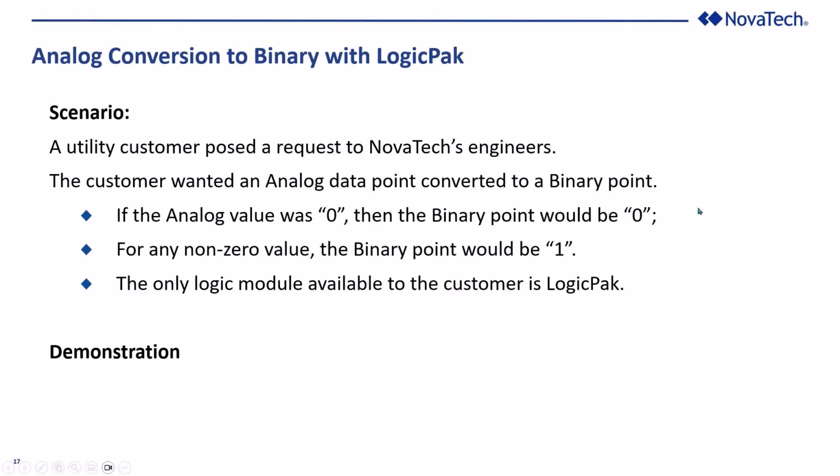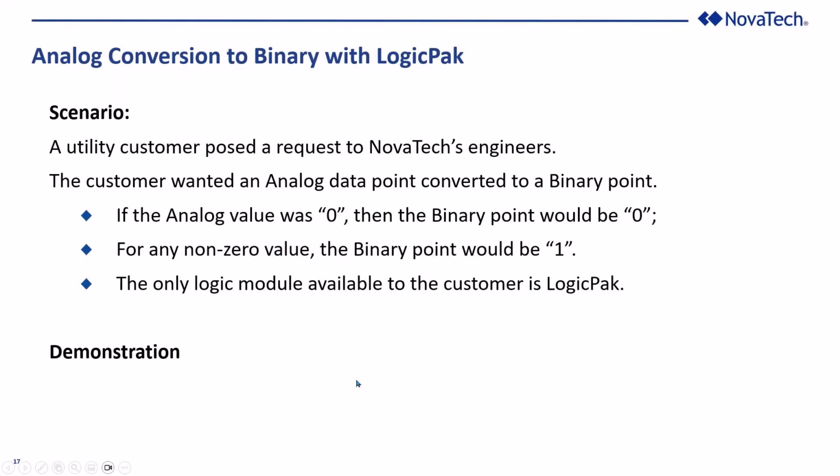So to do something like this, to use really any of the other logic modules is fairly easy to do. Especially like if you were to use Lua to take an analog value, and basically you're going to say if the analog value is 0, then you do this, otherwise you do this. But in LogicPak that's a constraint that makes it a bit more complicated, but I'm going to show you a solution to that. And this is how to take an analog value and turn it into a binary point. If the analog value is 0, that binary is set to 0. If not, it's set to a 1.